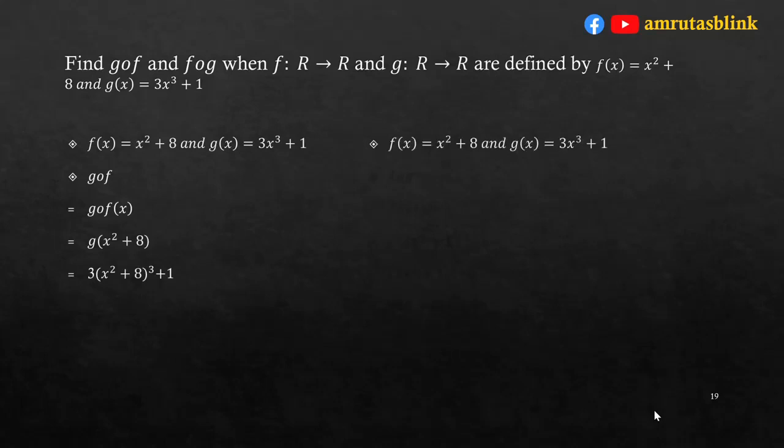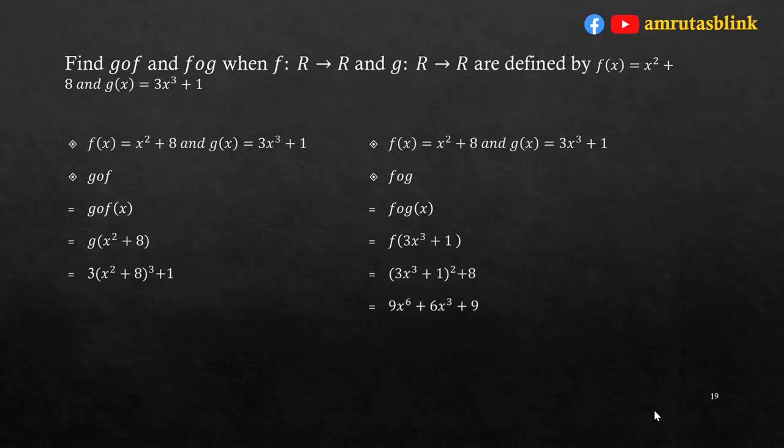Now, f of g is equal to f of g of x, that is f of 3x cube plus 1, that is 3x cube plus 1 bracket square plus 8 as it is. So, 9x raised to 6 plus 6x cube plus 1 and plus 8, that is 9x raised to 6 plus 6x cube plus 9.